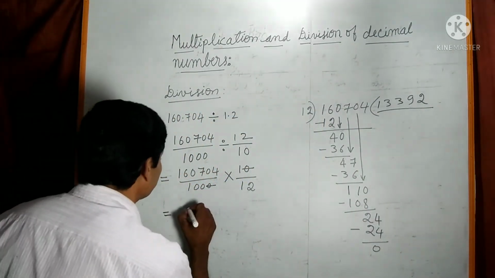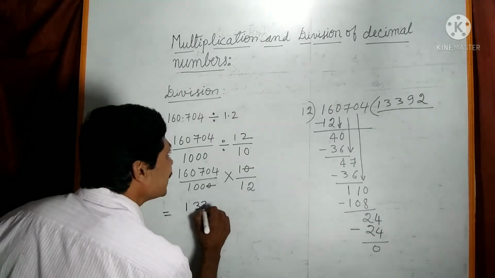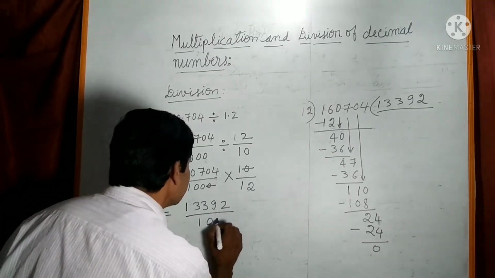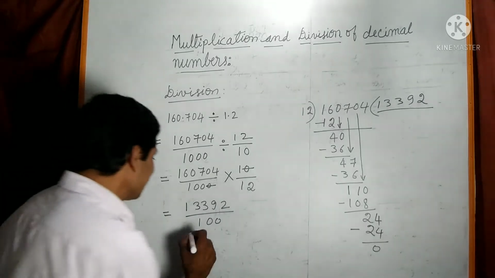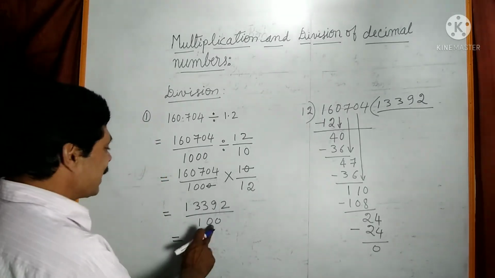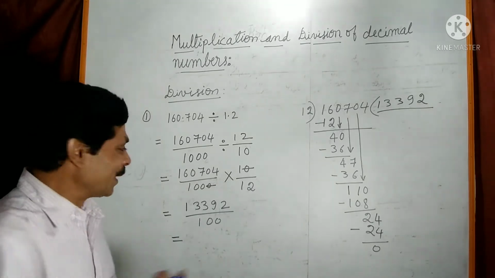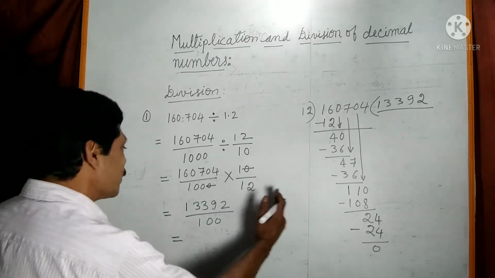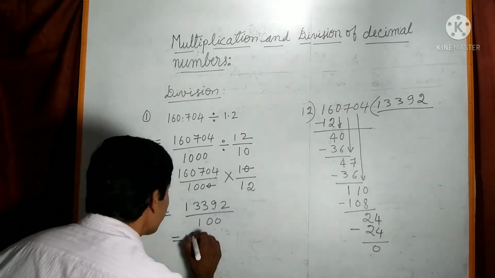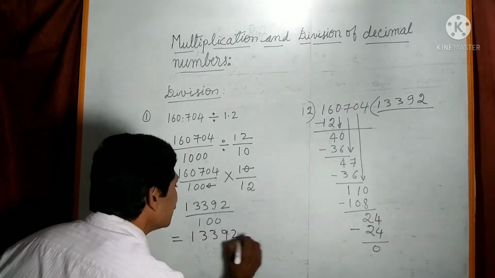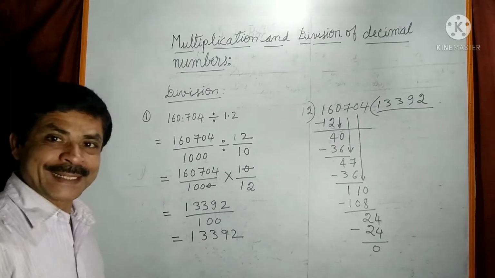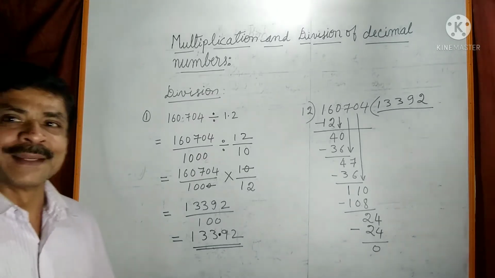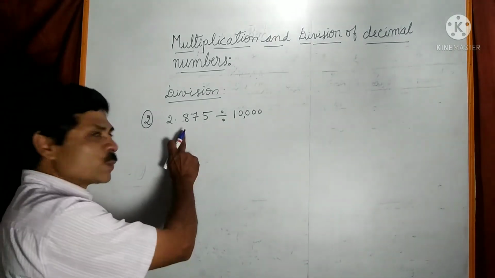This is equal to 13392 divided by 100. So this is equal to, because in the denominator there are 2 zeros, we will put the decimal point after 2 digits from right towards left. This is equal to, 2 digits. We will put the decimal point. 133.92 is your answer. Now let us go to the second question.